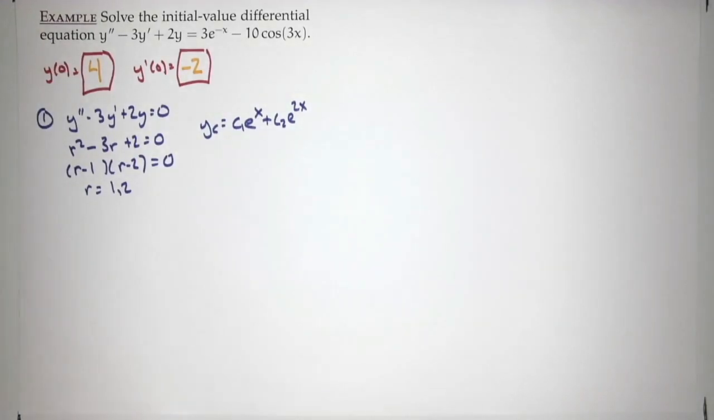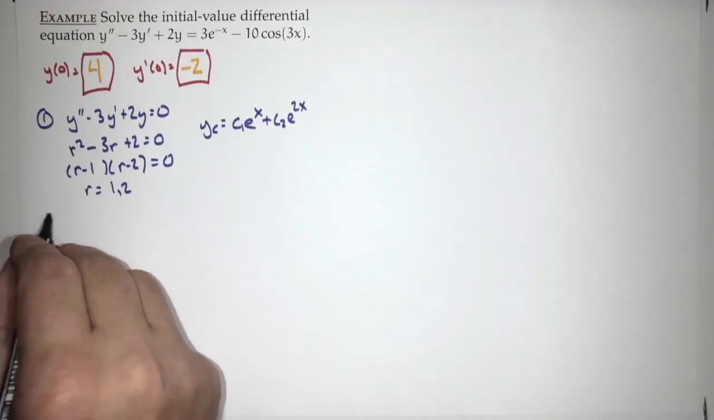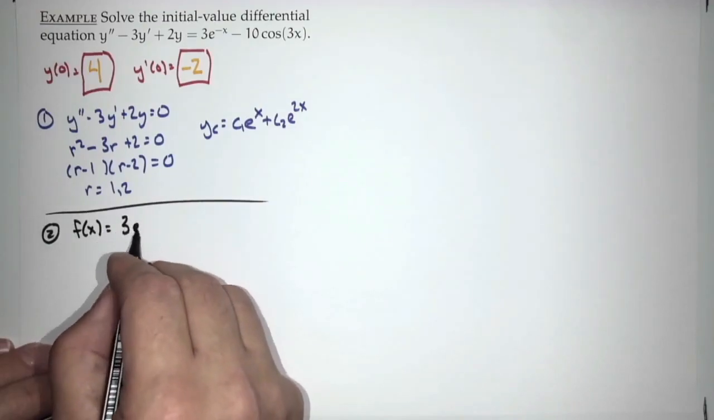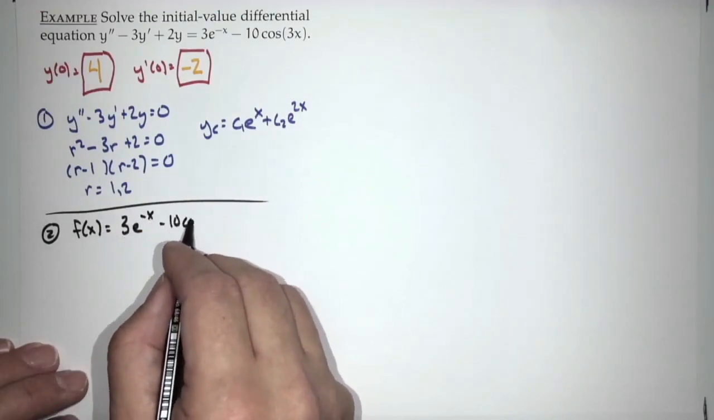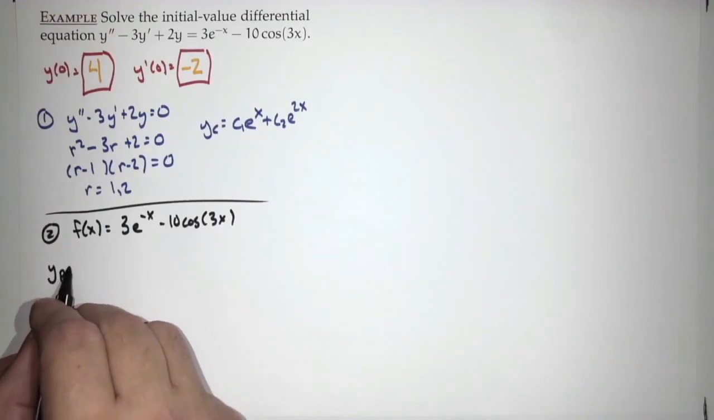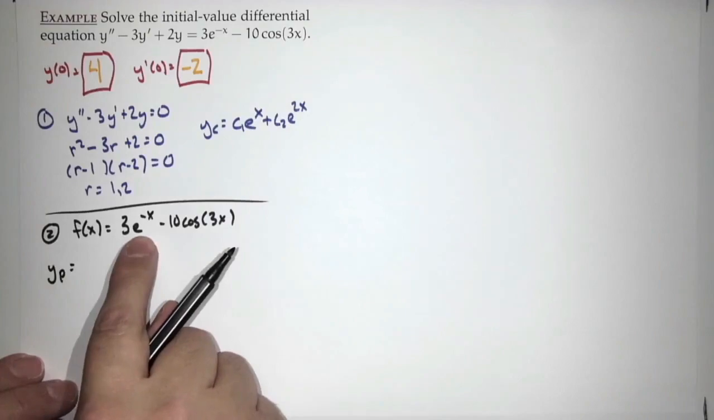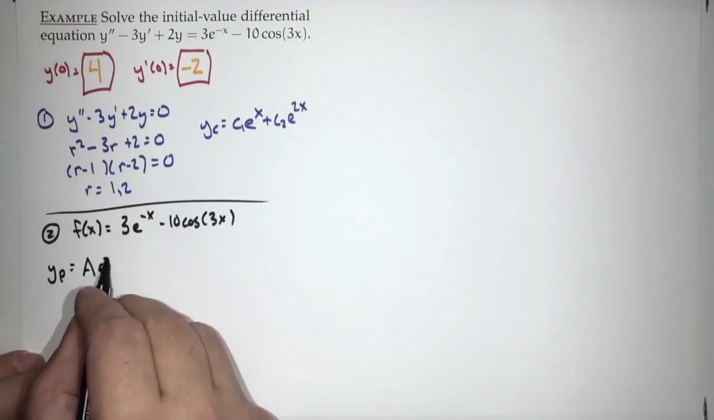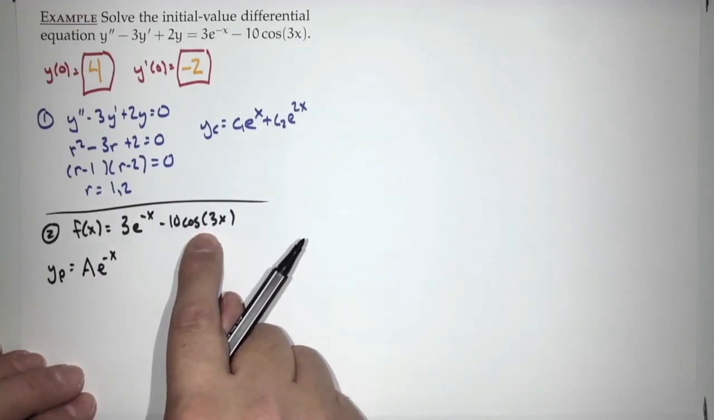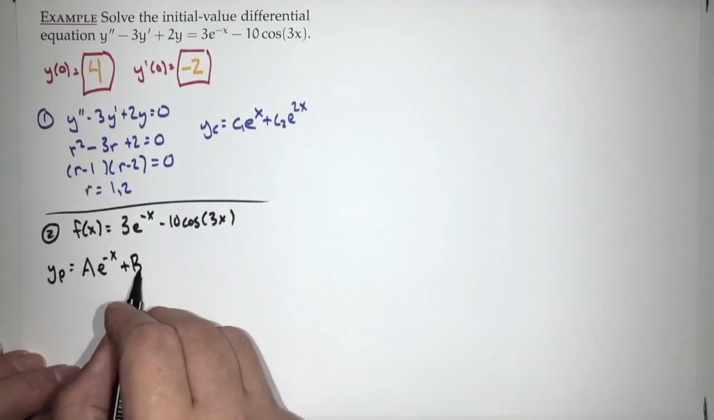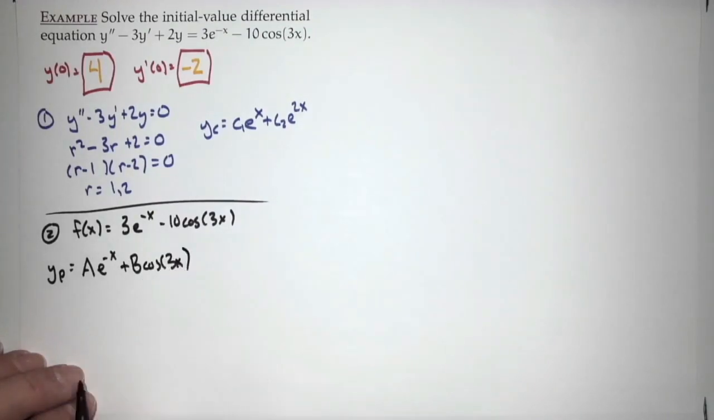Now the new part. Step 2. Our function f of x, I'll write down again for reference, is 3 e to the minus x minus 10 cosine of 3x. So what's the form that our particular solution should take? That e to the minus x, what would we have? Something times e to the minus x. How about this cosine? What do we need? Plus b cosine 3x, anything else?